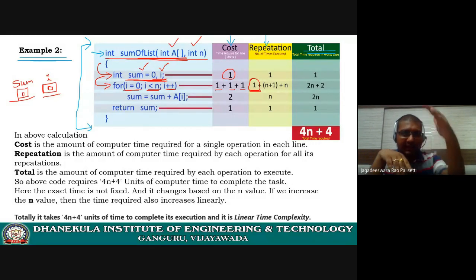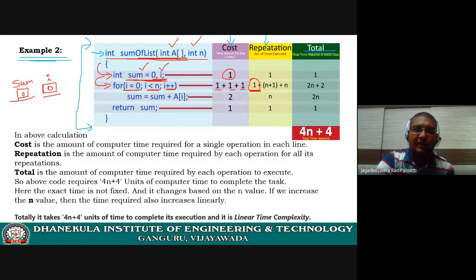Clear? But in the entire execution of a program, I equal to 0 is the initialization statement, so the time taken for that particular statement is only 1 unit of time. Okay. Then go for the next field. What is the next field? I is less than n.